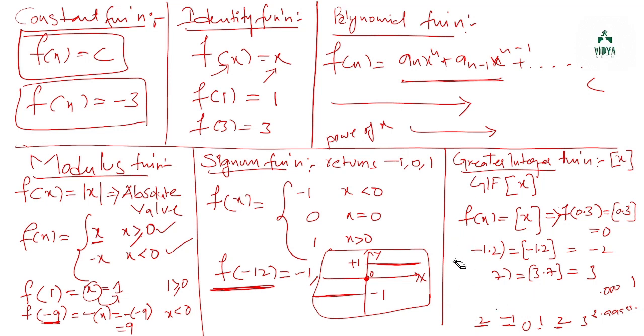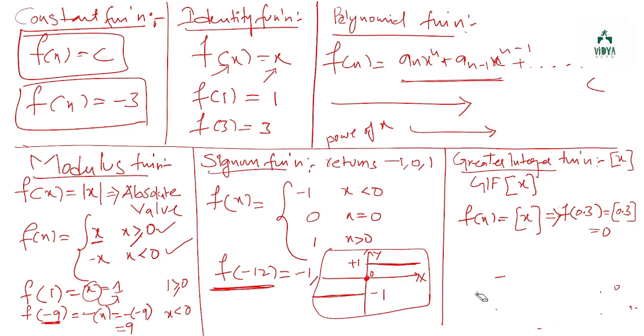I'll give the graph also here. You understood, right? Hope you understood. It is a step function. We call it step also. For 0, it will give 0. For 0 point something something, it will give only 0. For 1 point something something, it will give only 1. Only 2. Only 3.